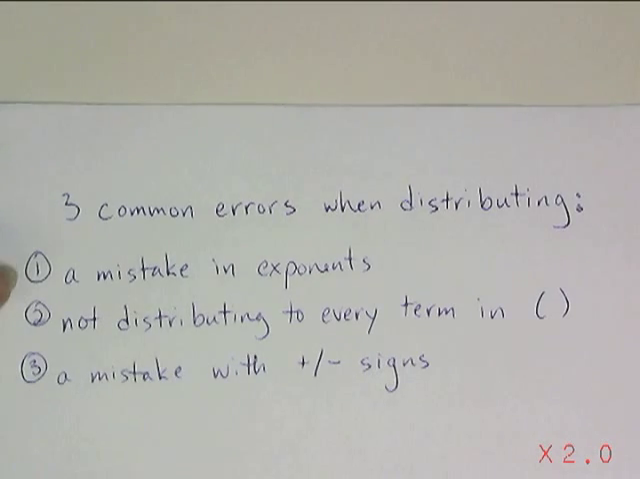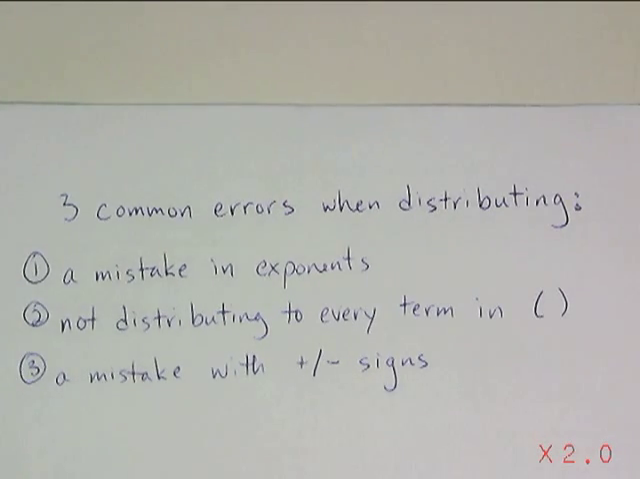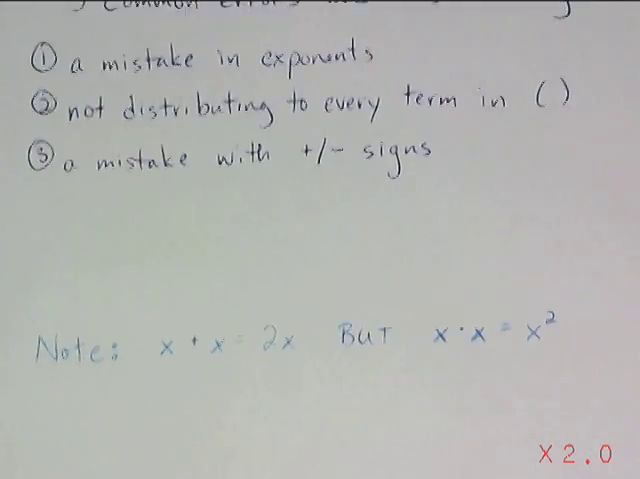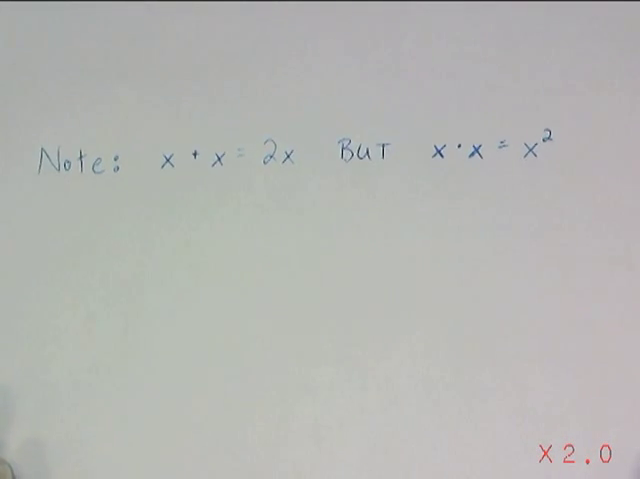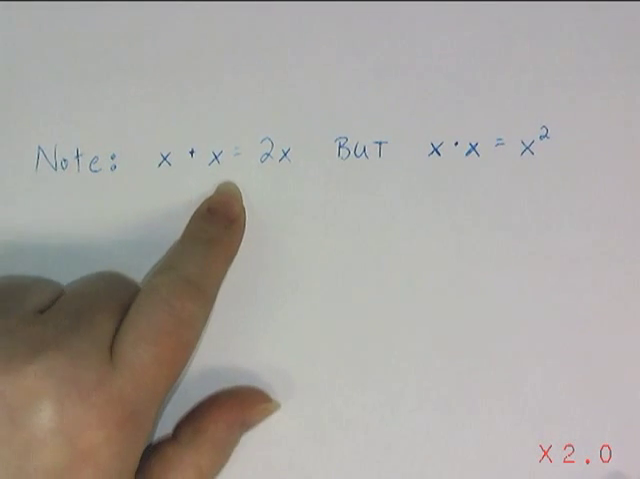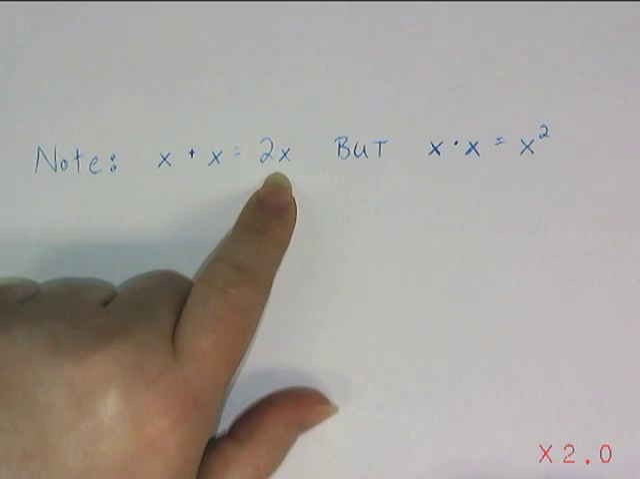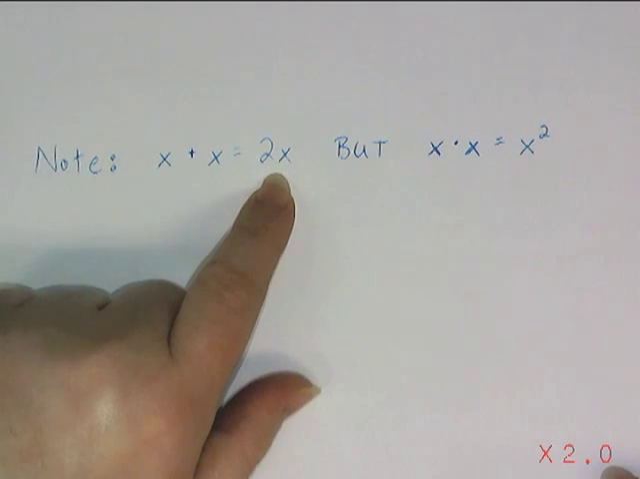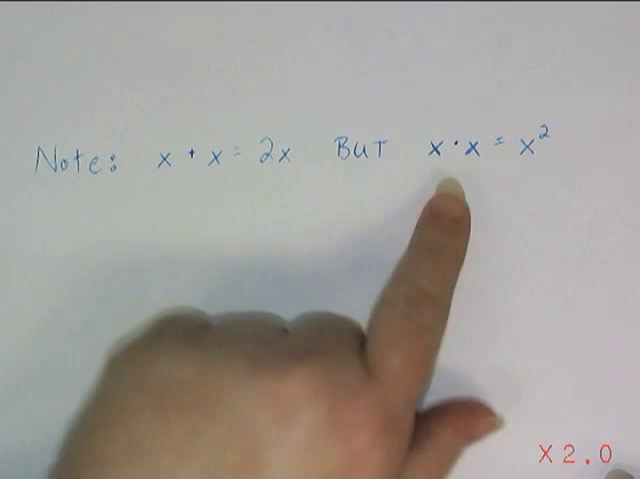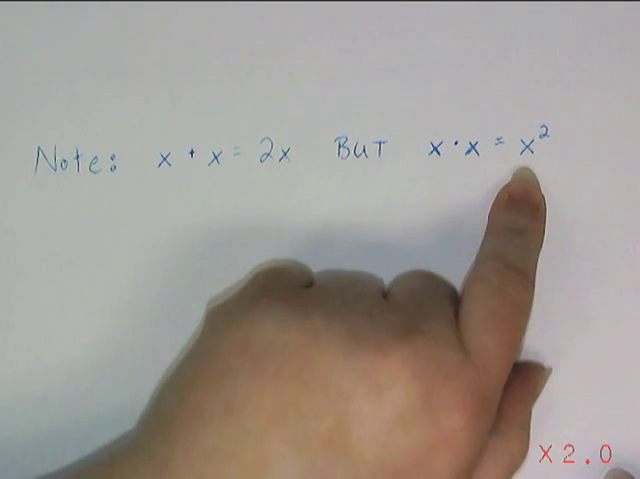Let's first talk about category number 1, a mistake in exponents. To help understand that better, I want to remind you, x plus x is equal to 2x. We learned that last time when we were talking about combining like terms. But x times x is equal to x squared.